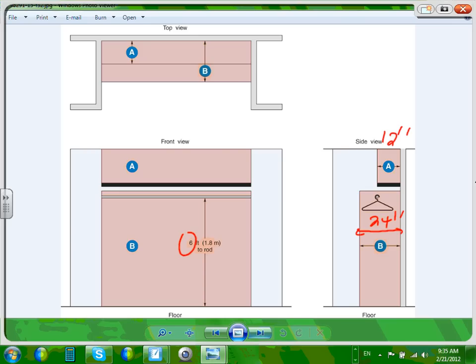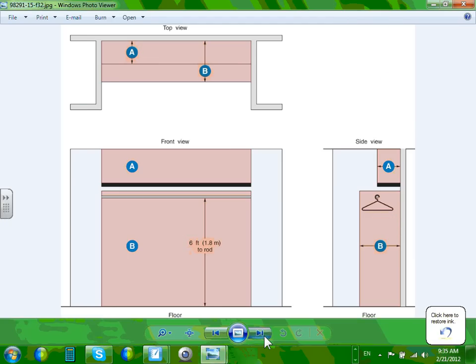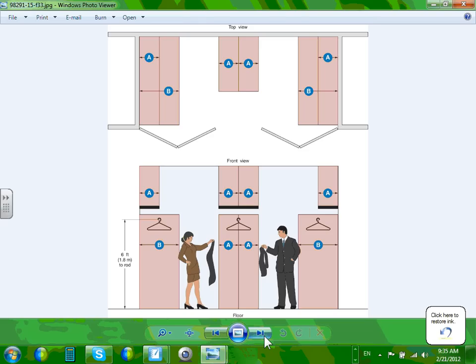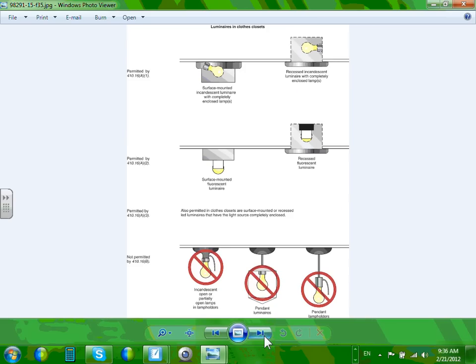And this is 12 inches here, and this is 24 inches, just looking at it from the top. All right, let's go to what type of fixture you can put on these. If you have a walk-in closet like this, the same thing, guys. A is 12 inches, B is 24 inches, up to 6 feet. Can you guys see 6 feet? A is, in this case, 12 inches on both sides, and B is 24 inches. These areas, sacred cow.